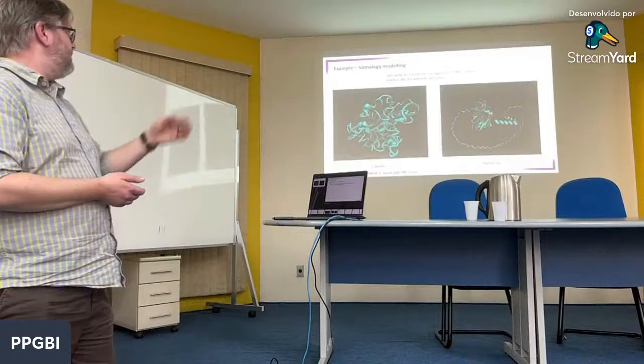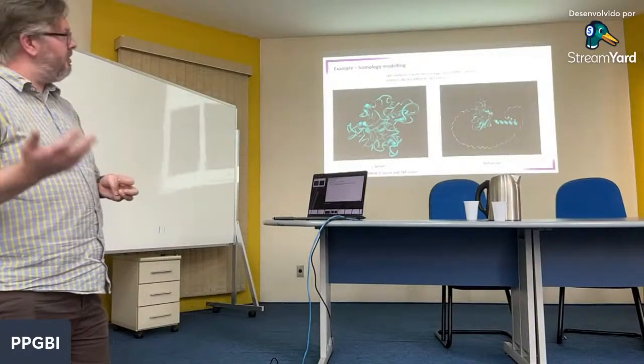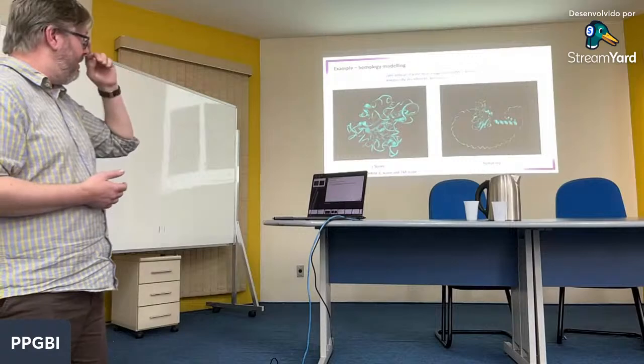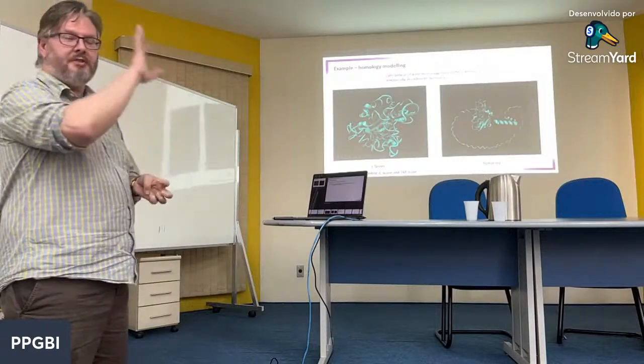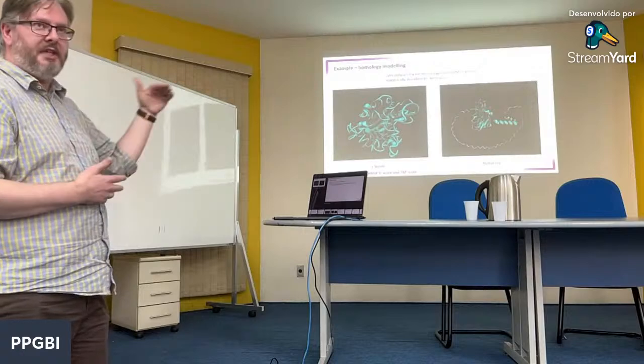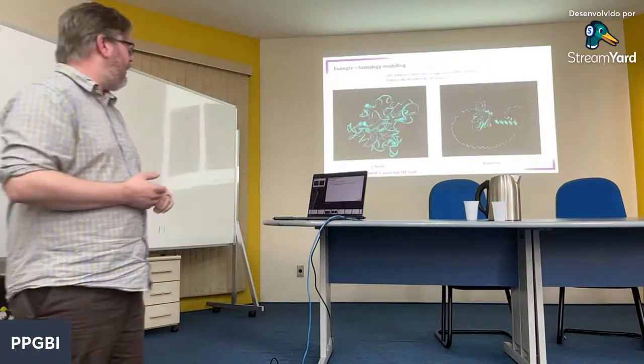The good thing about I-TASSER is that it does some quality control, so when you get your model, it gives you scores and TM scores, and basically tells you which regions of the protein it's very confident about, so you can see that, okay, it doesn't know what's going on here.